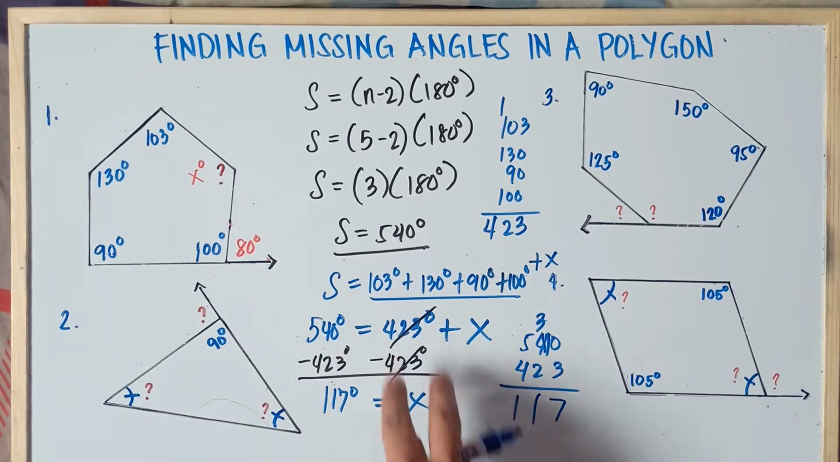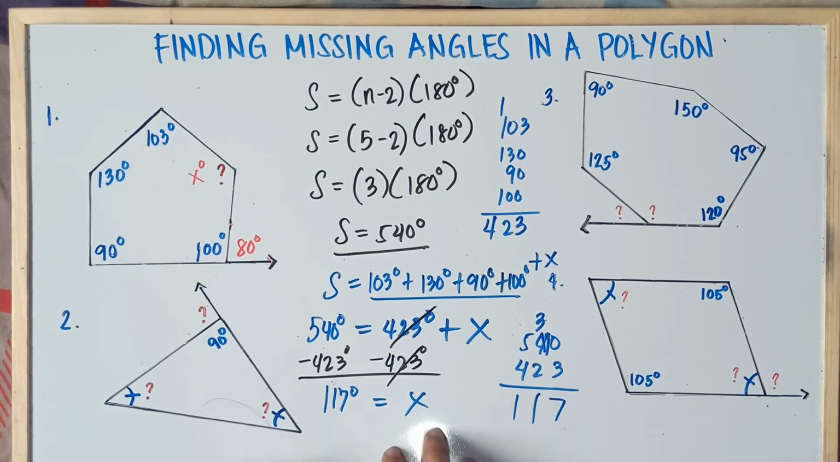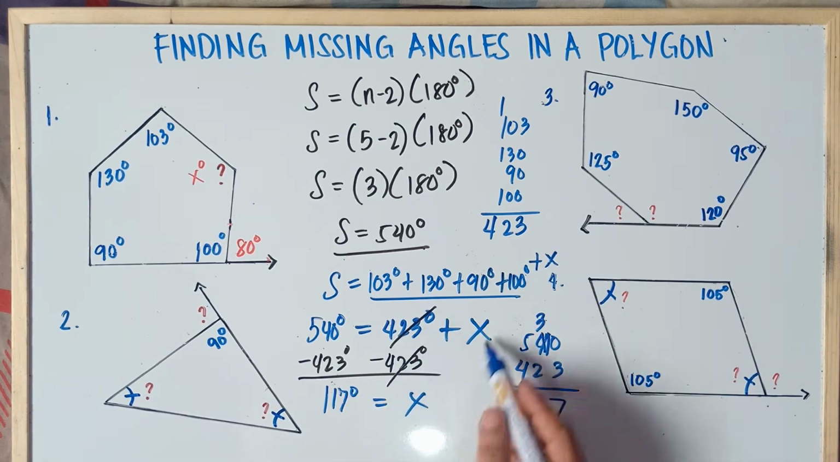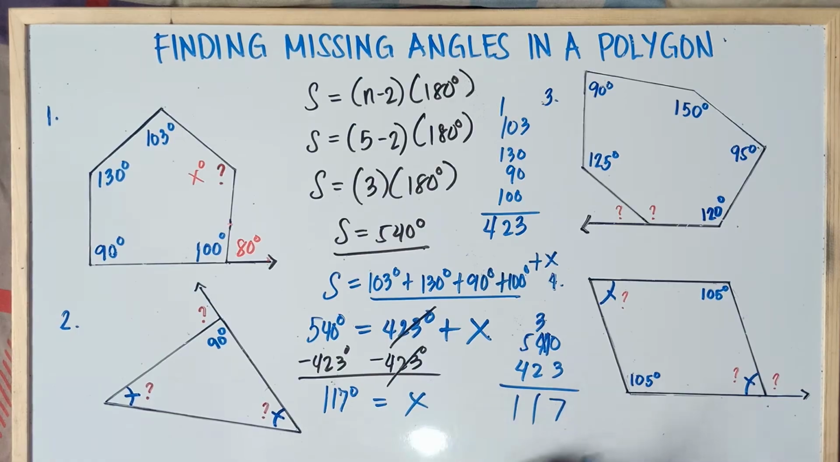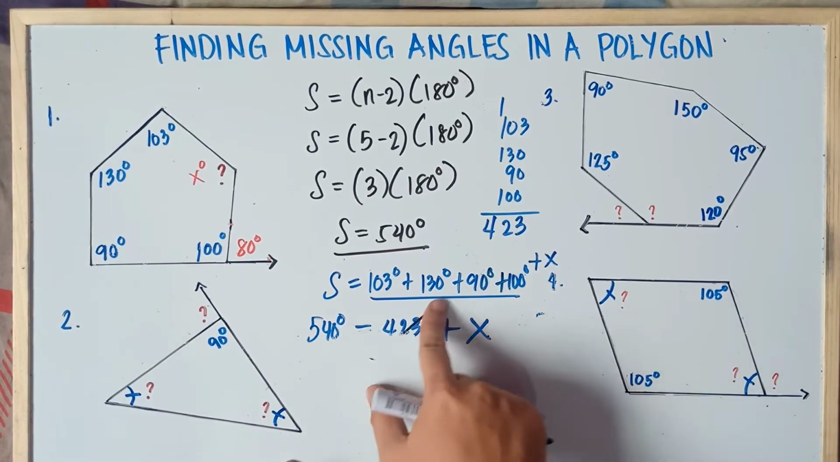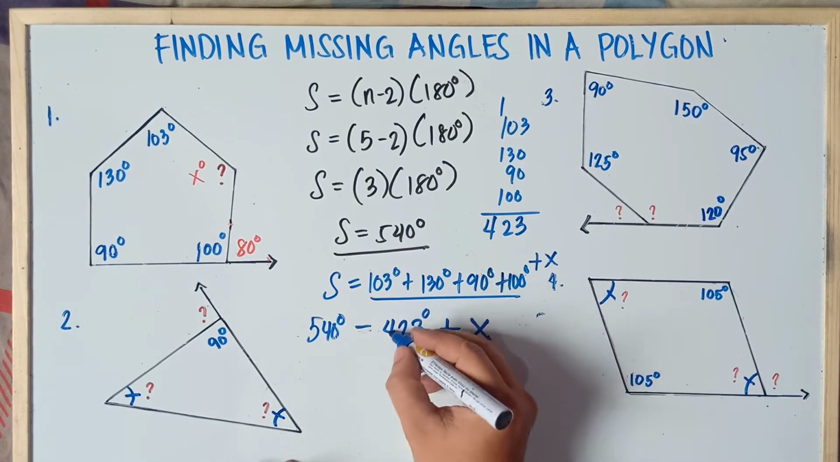Now, once again, class, there are so many students confused with these properties of equality. Let's have the other solution, class. You can use the subtraction property of equality: subtract both sides by 423 so that you can cancel this out, and the remaining equation will be only x. And the other solution, class, is with this 423 degrees.